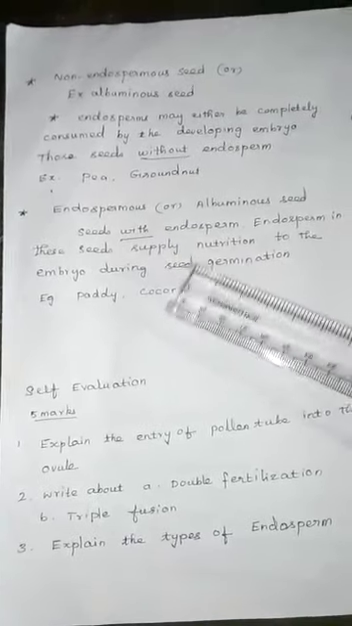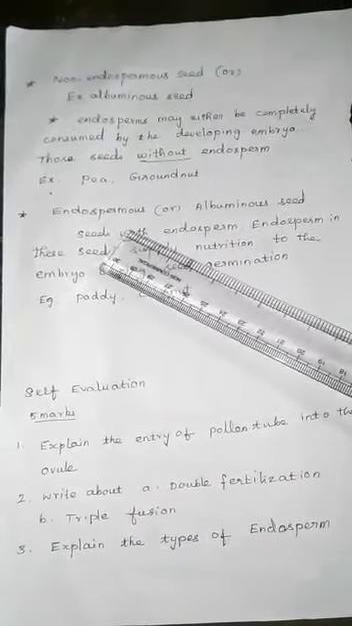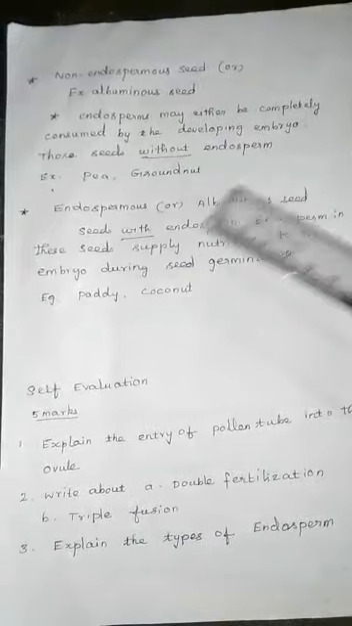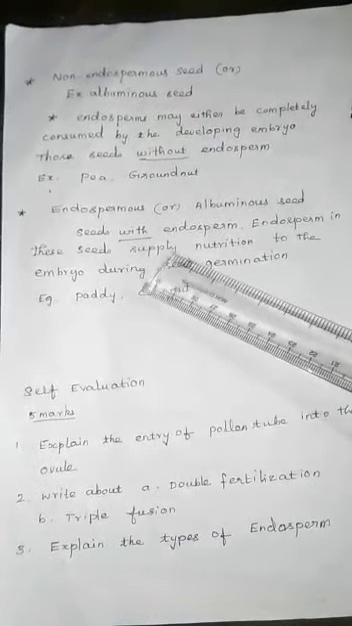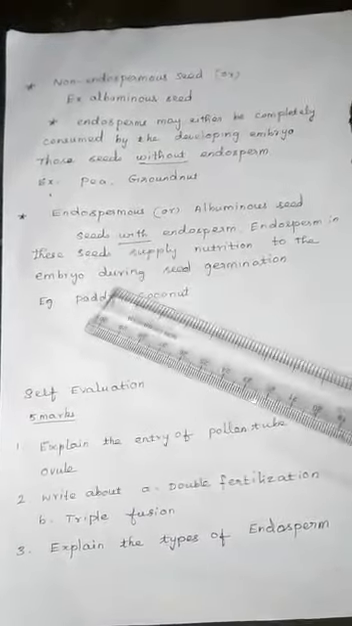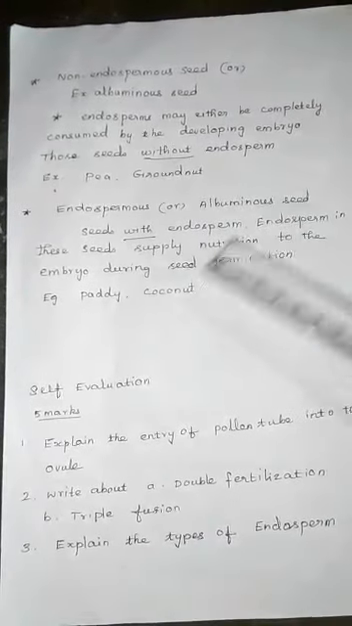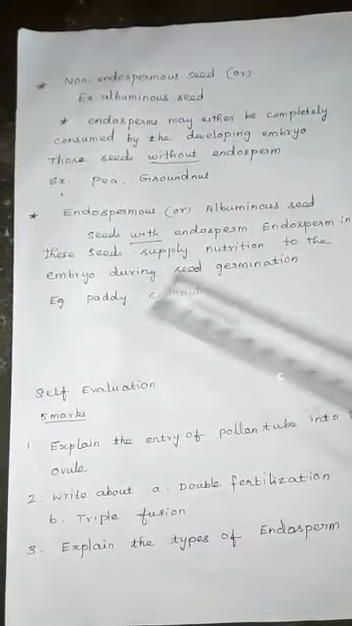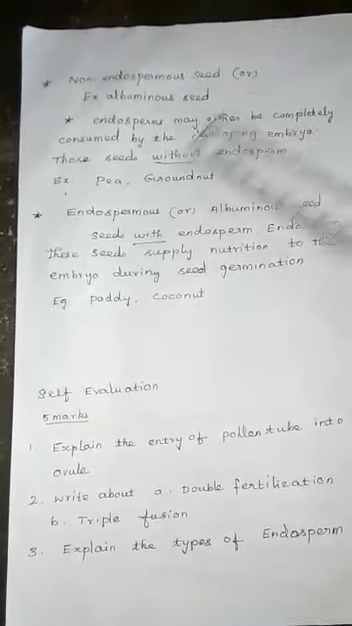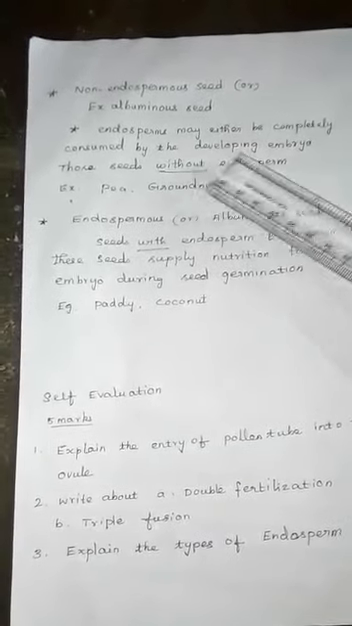The seeds with endosperm are called endospermous, otherwise called albuminous seeds. So these seeds with endosperm supply nutrition to the developing embryo during seed germination. Examples: paddy, coconut. Non-endospermous examples: pea and groundnut.